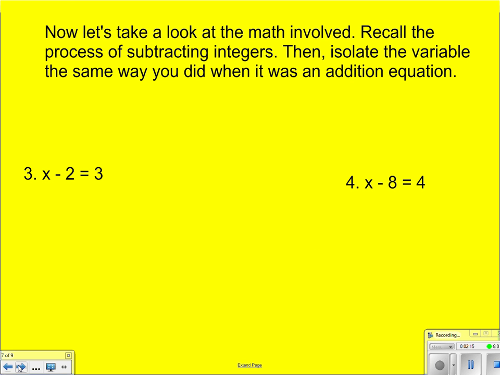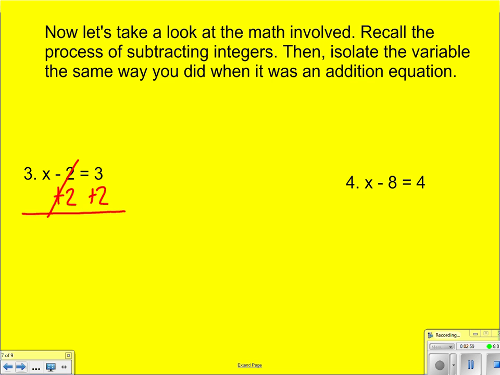Now let's look at the math involved. Recall the process of subtracting integers. Then isolate the variable the same way you did when it was an addition equation. So let's look at number 3. We have x minus 2 equals 3. So I've got to isolate that variable, which is x. How do I isolate it? By getting rid of that 2. Remember, we've got to do our additive inverse. So what is minus 2? What's the opposite of it? What's its additive inverse? It is plus 2. So I am going to add 2 to both sides.